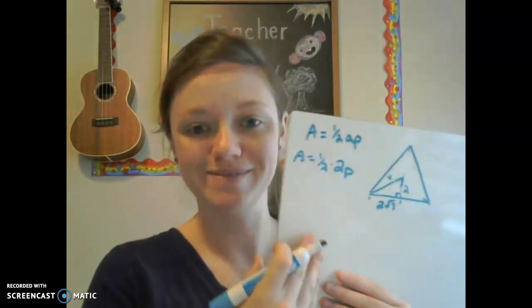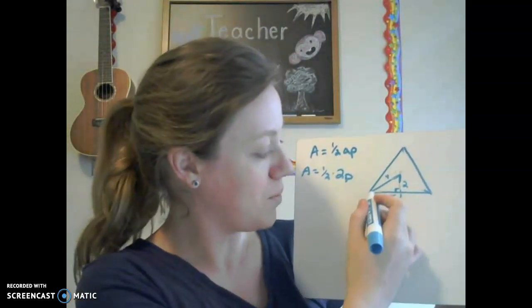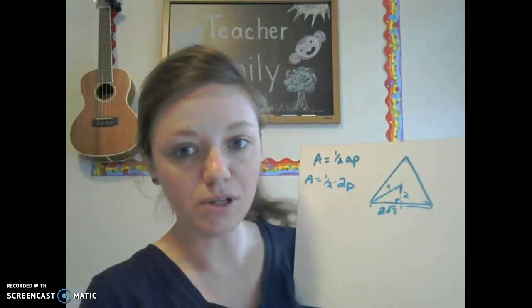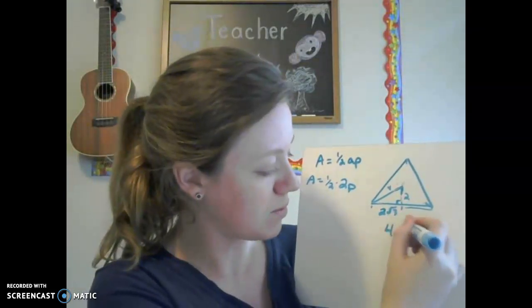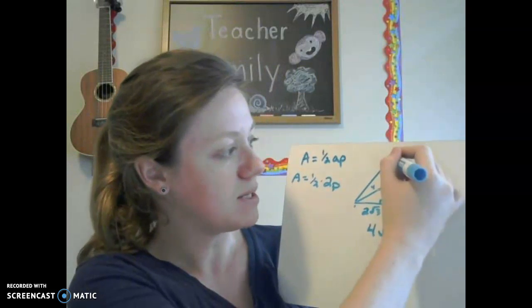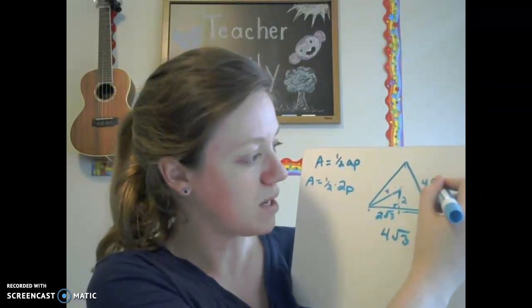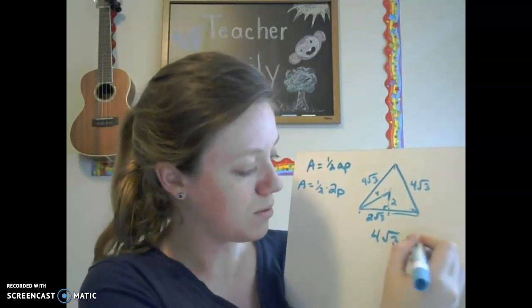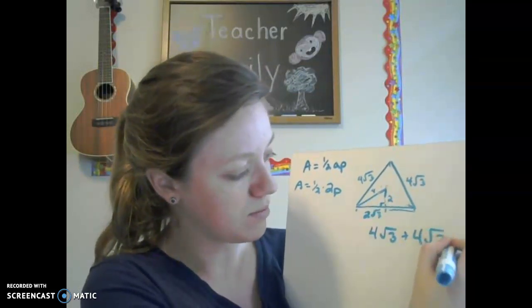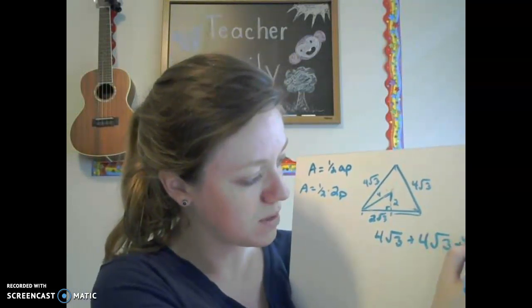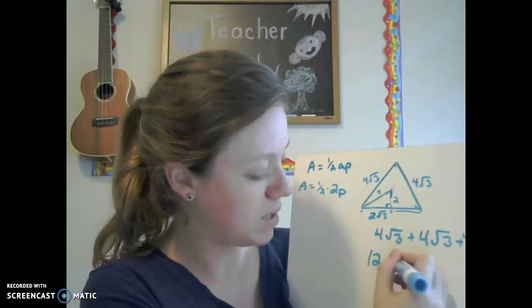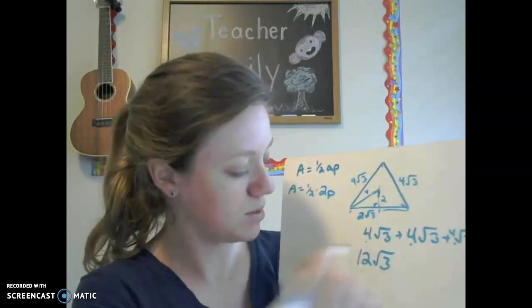So 1/2 of this length is 2 times the square root of 3, so the full length is going to be 4 times the square root of 3. Now I need to assume that all of these sides are 4 times the square root of 3. So 4 times the square root of 3 plus 4 times the square root of 3 plus 4 times the square root of 3 would be 12 times the square root of 3. You just add 4 plus 4 plus 4 and then square root of 3. So 12 times the square root of 3 is the perimeter.